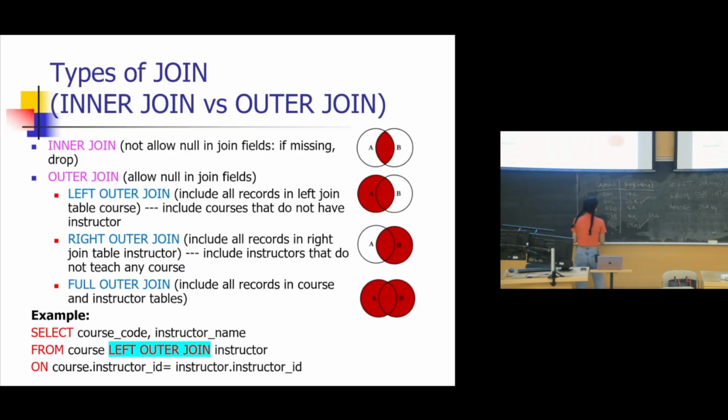So if I want to get instructors, even if they are not teaching any courses, even if the course value for that is null. So let's say this is course code, this is instructor name, right? And this is 3401, instructor name Mona.